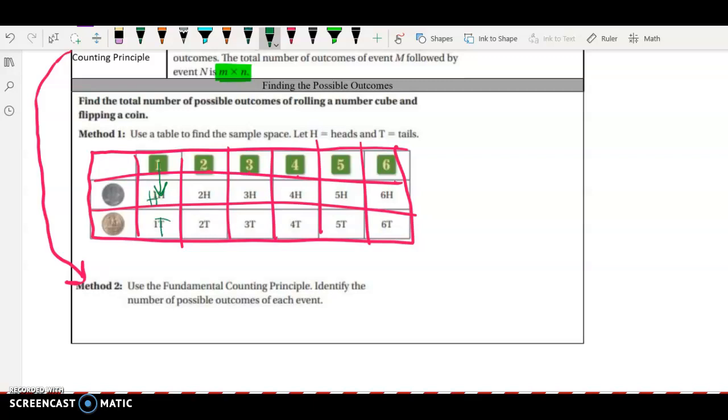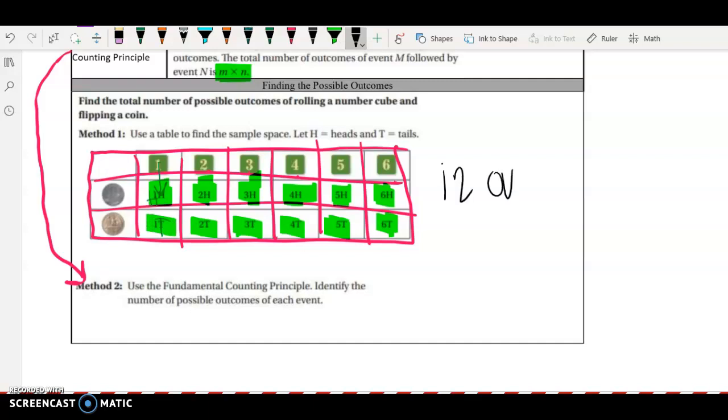So I could roll 1 and get heads or tails. I could roll a 2 and get heads or tails, 3 heads or tails, 4 heads or tails, 5 I could flip heads or I could flip tails, and 6 I could get heads or tails. So what this does is give us, I wanted the highlighter, 1, 2, 3, 4, 5, 6, 7, 8, 9, 10, 11, 12. It gives us all of our possible outcomes. So we have 12 outcomes.